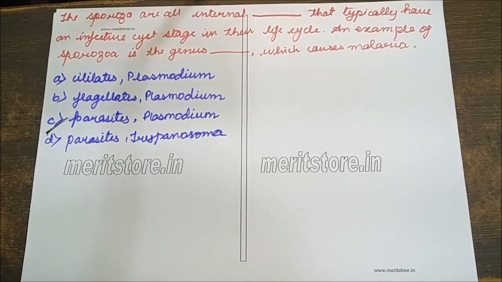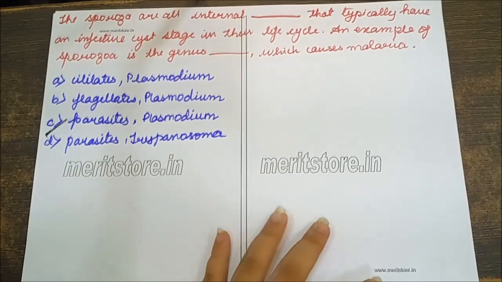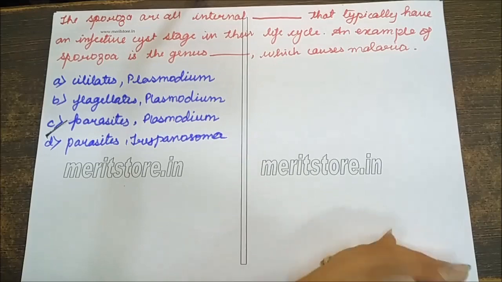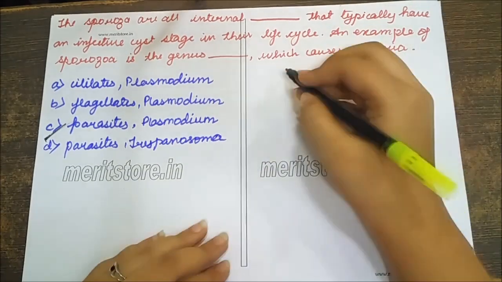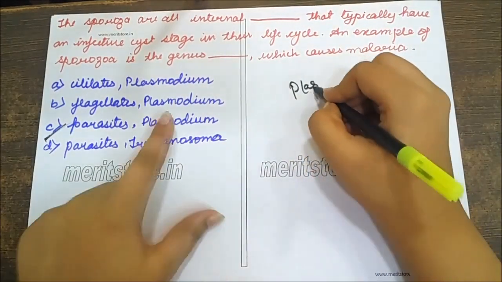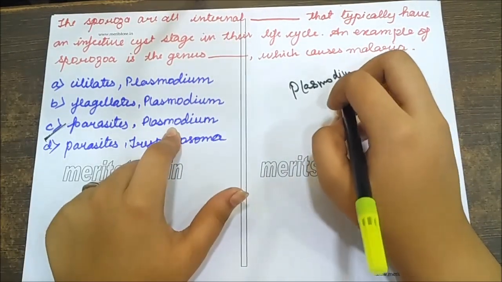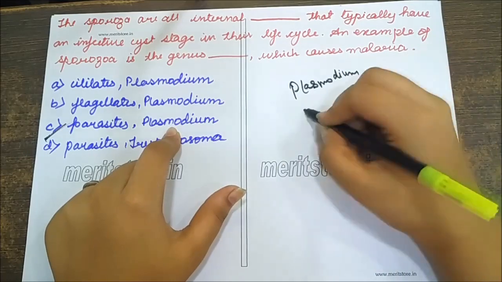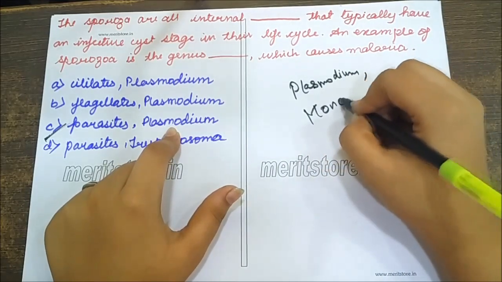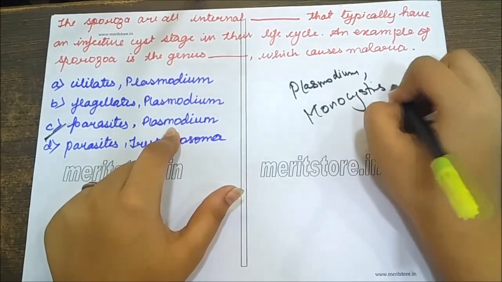How did we get this answer? Let's check it out. All sporozoans are endoparasites. Sexual reproduction takes place through syngamy. Asexual reproduction occurs through multiple fission. Under unfavorable conditions, they form cysts. For example, Plasmodium, which is already given, and Monocystis.